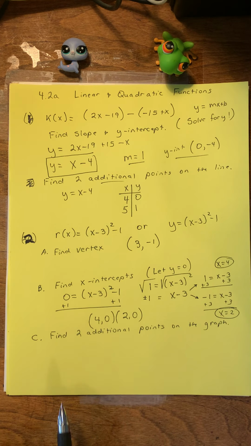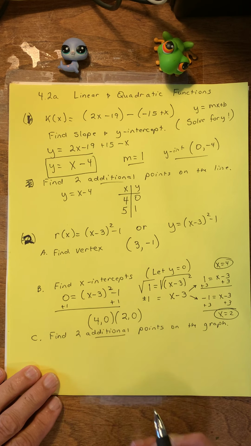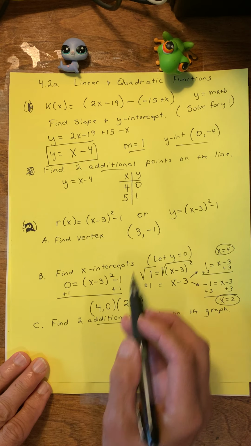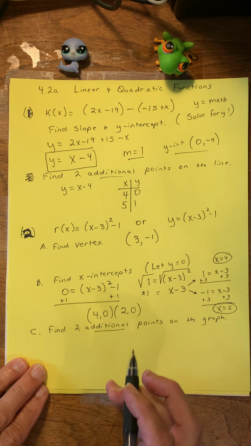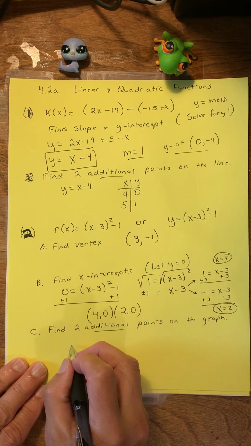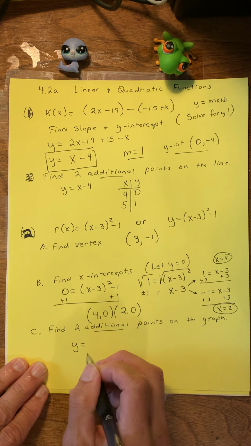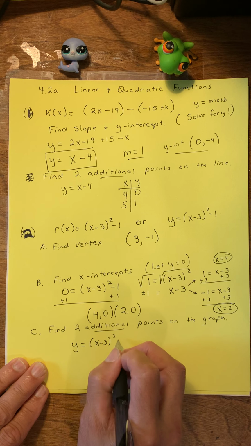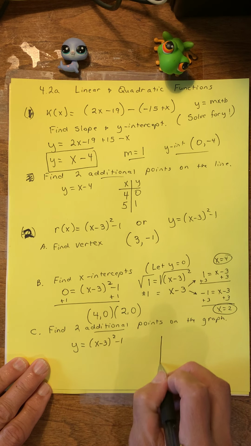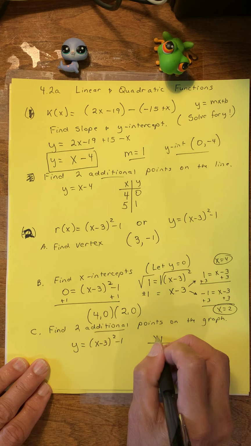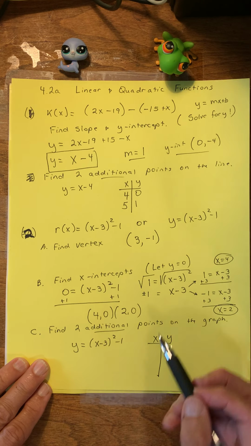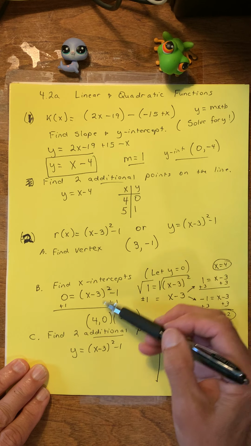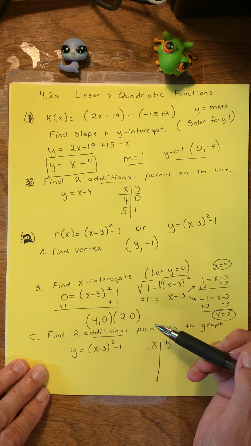All right, it also asked me to find two additional points on the graph. Not these and not that. So let me express my equation, my function, as y equals. And I'm going to get two more points. I'm going to pick an x and find a y. But notice, for my x, I can't use 2, I can't use 3, I can't use 4. Those points are already taken.